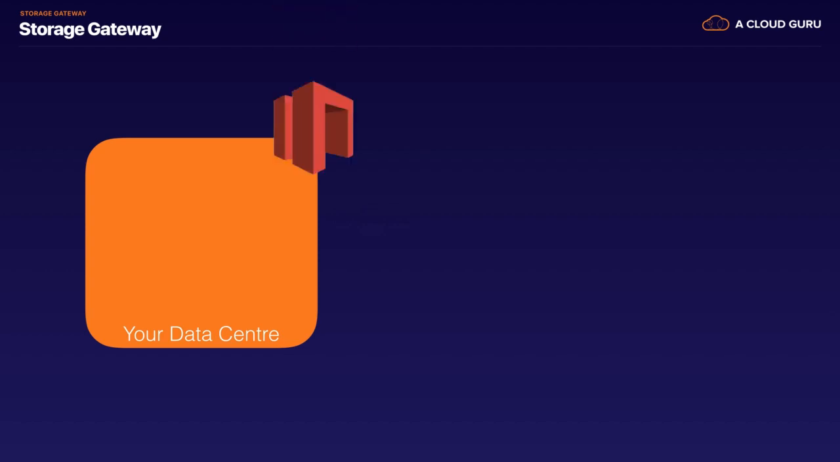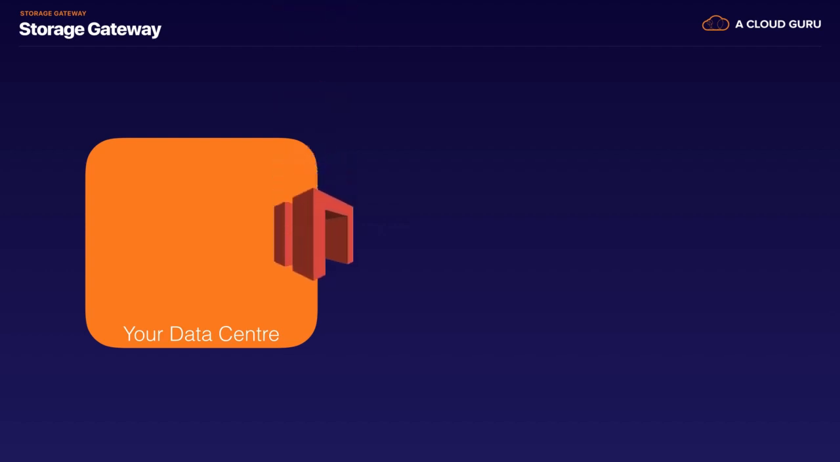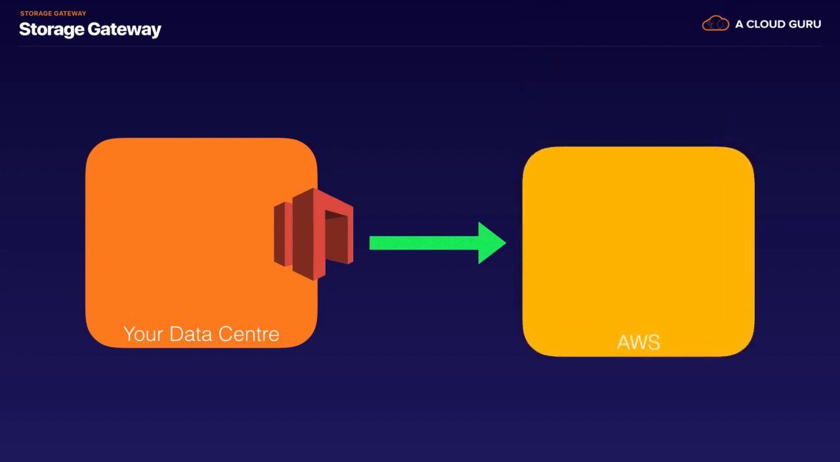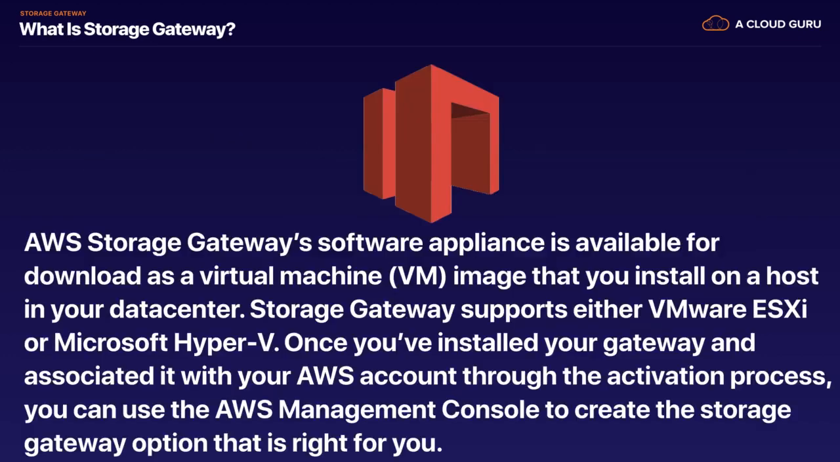Well, let's have a look at our data center. So we've got Storage Gateway here, and Storage Gateway is basically a virtual or physical device, and it's going to replicate your data into AWS. Now, it always used to be a virtual device, but they have released hardware appliances now, so you can actually have a physical Storage Gateway as well.